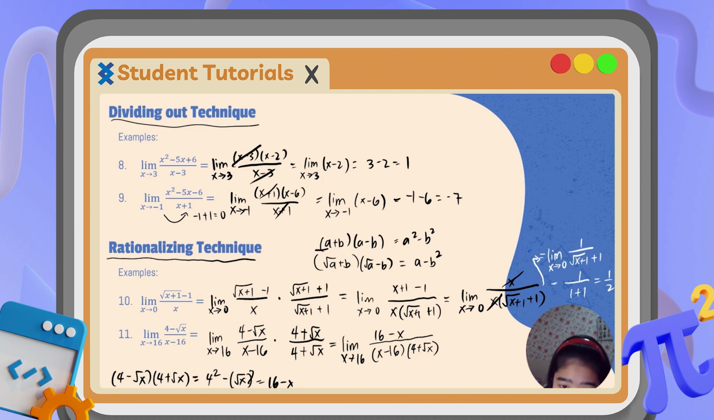If you notice, this one and this one can be cancelled, leaving you with negative 1 up top. So this will be the limit as x approaches 16 of negative 1 over 4 plus root of x. And then the answer here, when you substitute 16, would be negative 1 over 8. So that's going to be your answer.